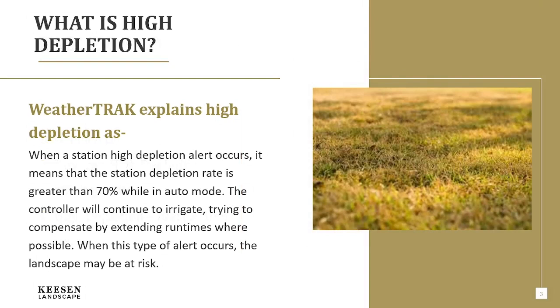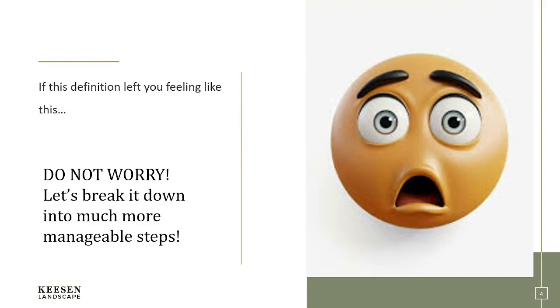The WeatherTRAK Help Forum describes the high depletion alert as meaning that the station depletion rate is greater than 70% while in auto mode. The controller will continue to irrigate, trying to compensate by extending run times where possible. When this type of alert occurs, the landscape may be at risk. Now, if that definition left you feeling a little bit like this, don't worry, I promise you'll be a depletion professional by the end of the video.